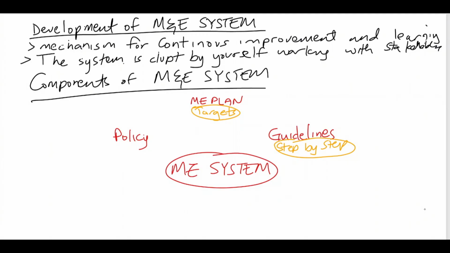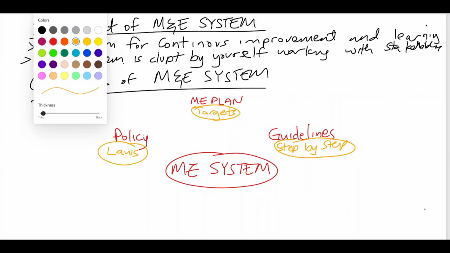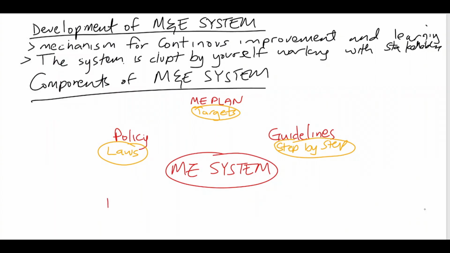So the guidelines, it's the step-by-step approach. The plan are the targets, the policy are the laws, okay? Now, there's another aspect to this, which constitutes the M&D system, and that is the data management system.